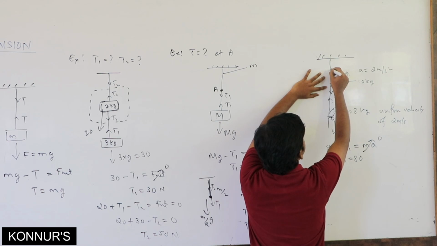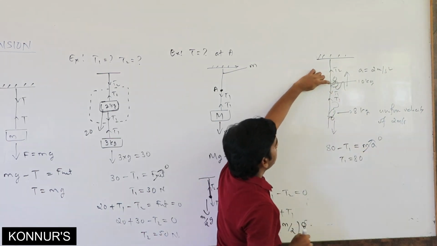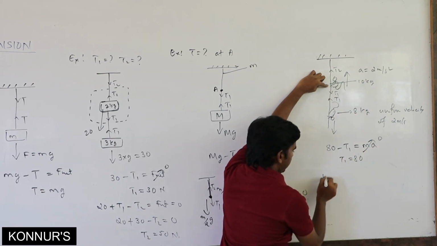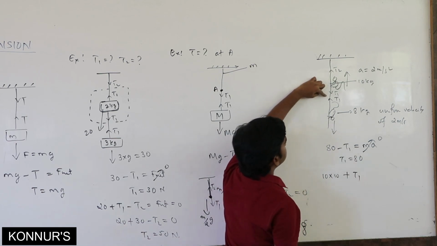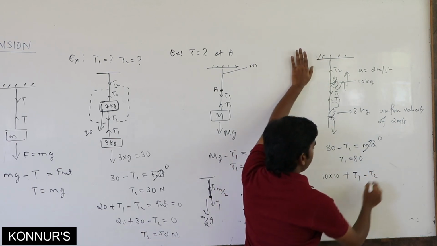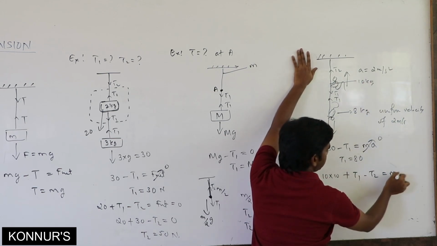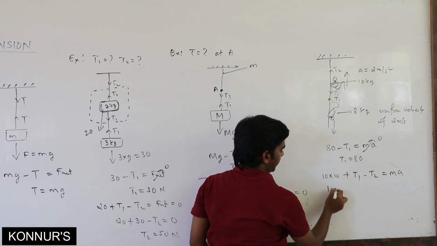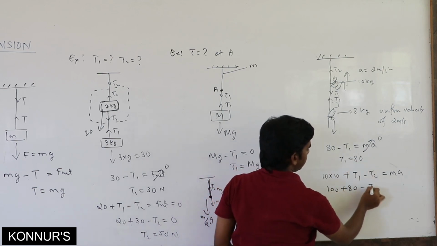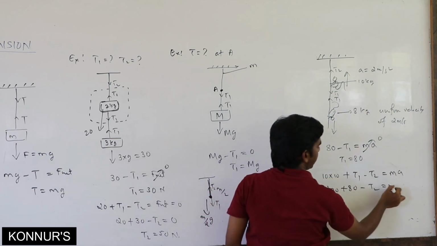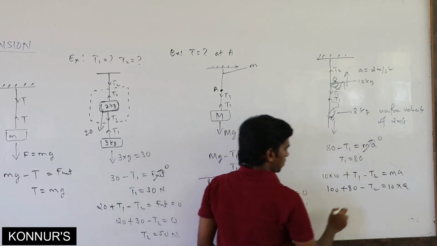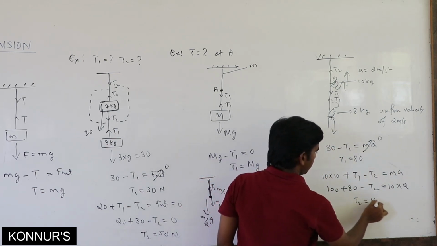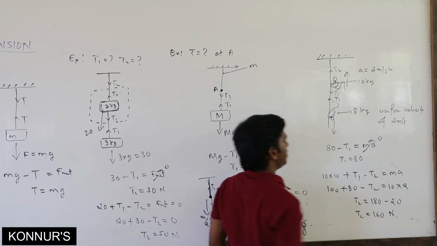Now write the net force on this one. Here downward is T1, upward is tension T2. The downward force due to this 10 kg mass is 10 into 10, plus T1 is also acting downward, minus T2 acting upward, equals mass into acceleration. So 100, T1 is 80, minus T2 equals mass of this monkey 10 multiplied by its acceleration 2 meter per second square. So T2 equals 180 minus 20. T2 will become 160 Newton as a tension.